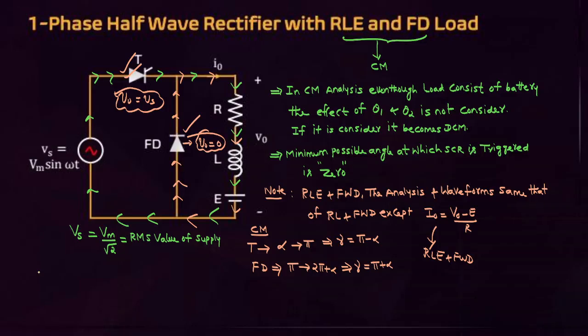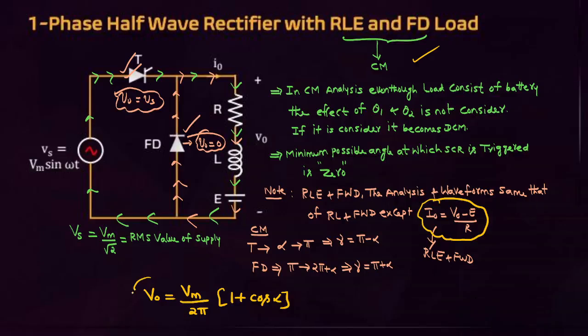Next, one more configuration of the half wave controlled rectifier is the single phase half wave controlled rectifier with RLE and freewheeling diode. Friends, even in the diode rectifier I gave one statement: RL with freewheeling diode and RLE with freewheeling diode, the analysis and waveforms are the same. The only difference is the I naught formula. In this case I naught equals (V naught minus E) by R, but the V naught formula remains the same: V naught equals Vm by 2 pi into (1 plus cos alpha). The only difference is that in RL with freewheeling diode it is V naught by R, but here it is (V naught minus E) by R.